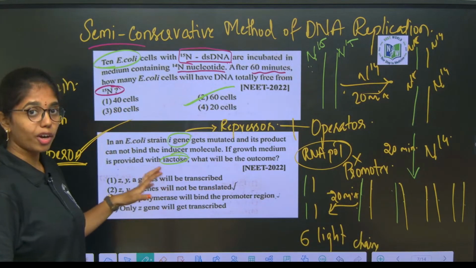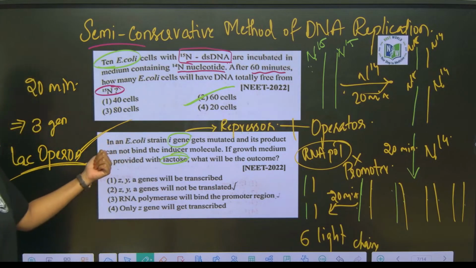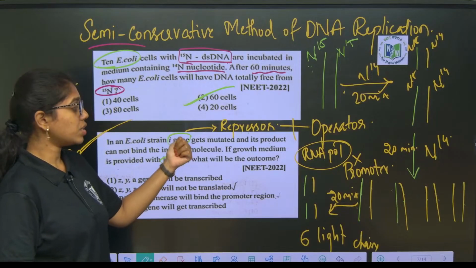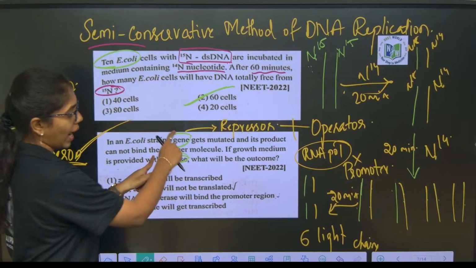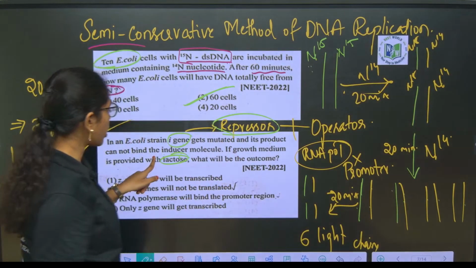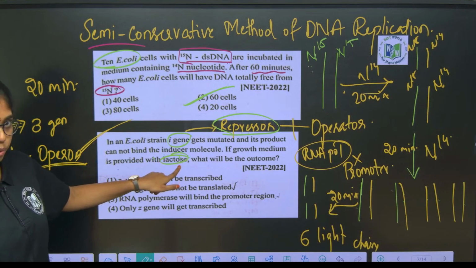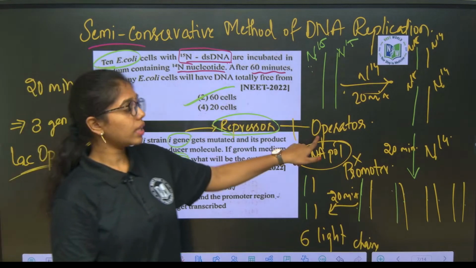Okay, understood? I hope you understood the question. Once again I will repeat: in an E. coli strain, the I gene, which is the repressor gene, gets mutated and its product cannot bind to the inducer. The repressor is the product of the I gene, so it cannot bind with the inducer, that is lactose. When it cannot bind with lactose, it binds with the operator.